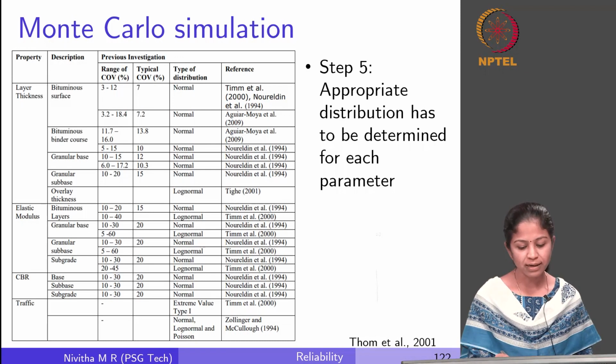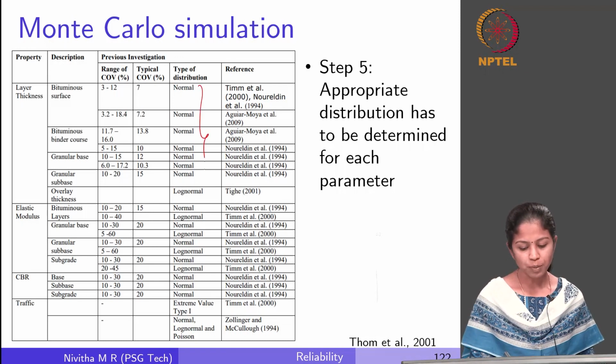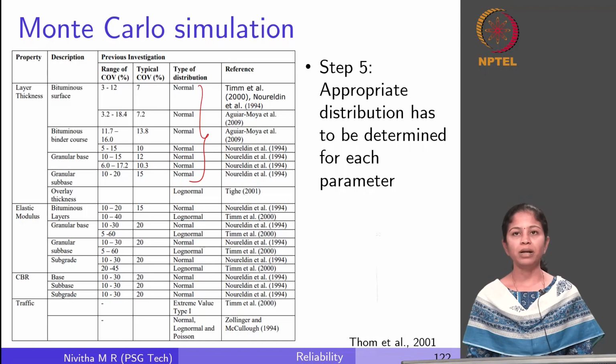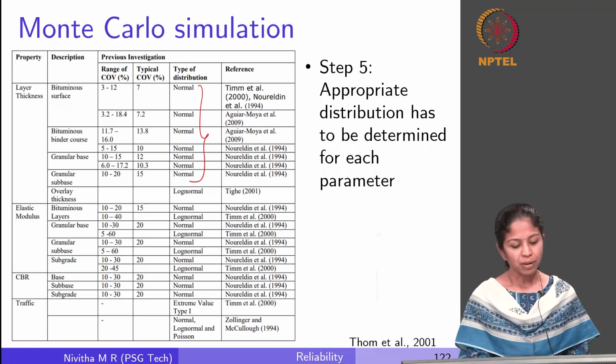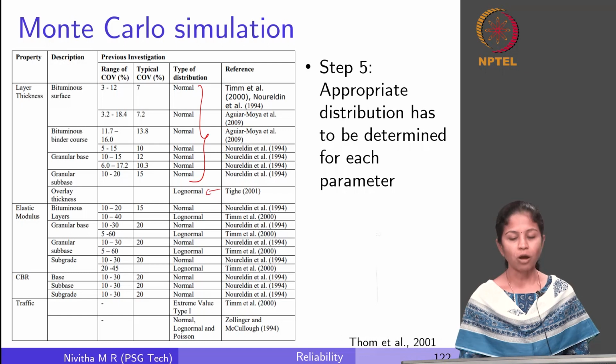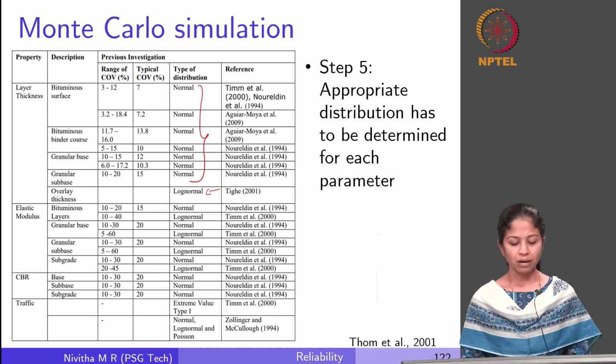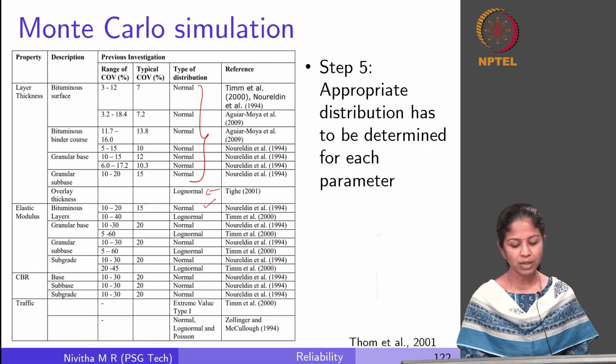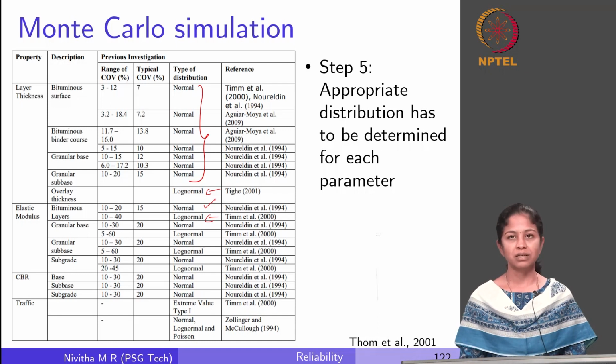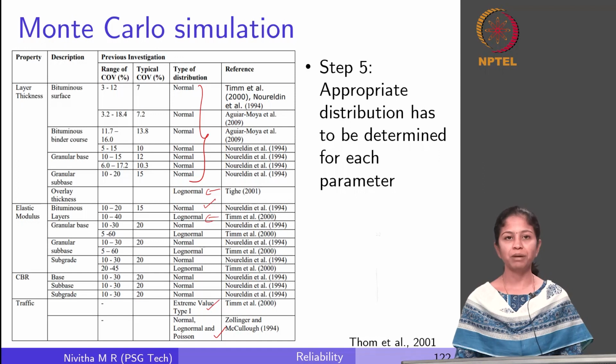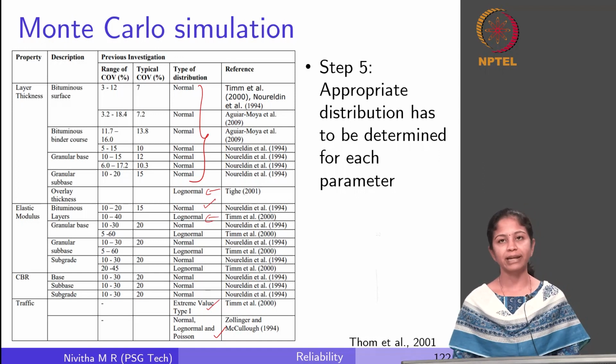So if you look at the thickness, the normal distribution has been commonly observed to fit the variation, but for overlay alone in one study, a log normal distribution has been seen to have a better representation. Similarly, for some parameters normal distribution is used, for some parameters log normal distribution is suggested. In the case of traffic data, studies have shown that extreme value distribution, normal, log normal, Poisson, all of them have been observed to better represent the data, right.